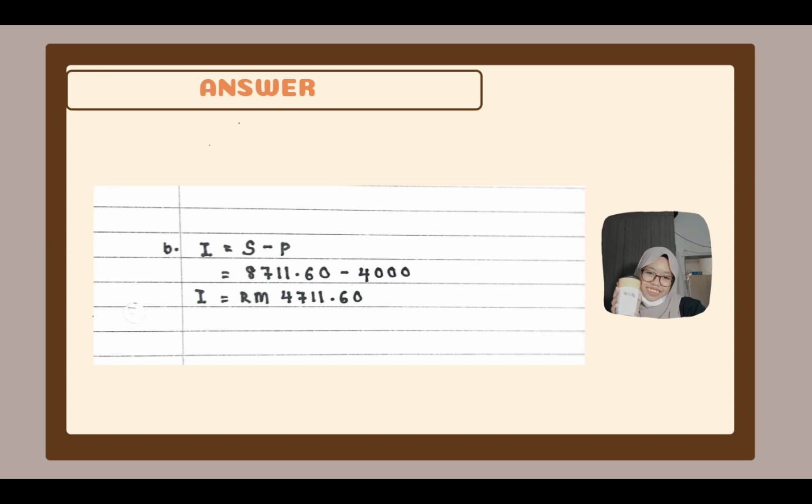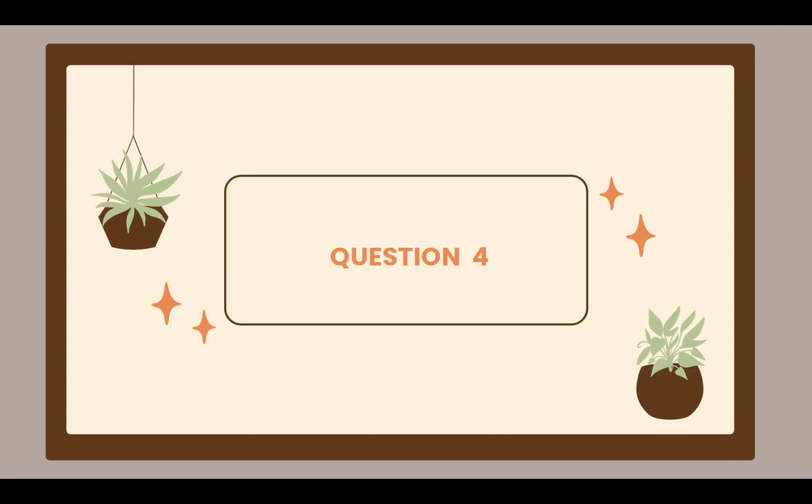Now, we can use the formula to find the interest earned after 7 years. So, 8,711 ringgit 60 cent minus 4,000. And the answer we get is 4,711 ringgit 60 cent. Now, let's take a look at the next question, that is question 4.